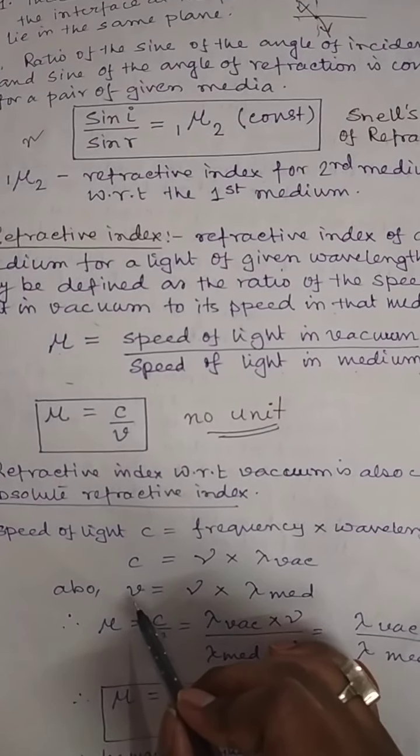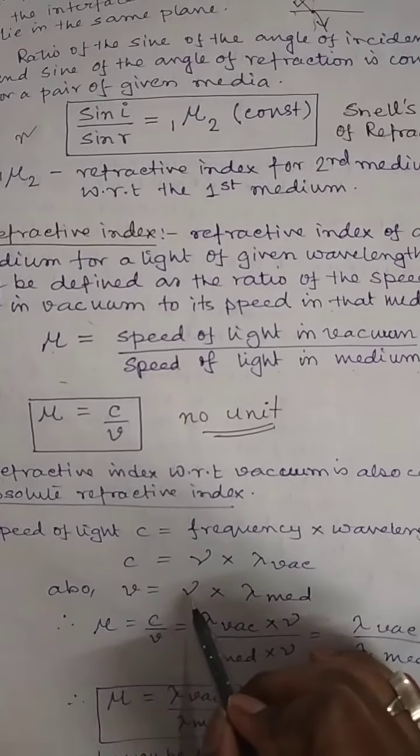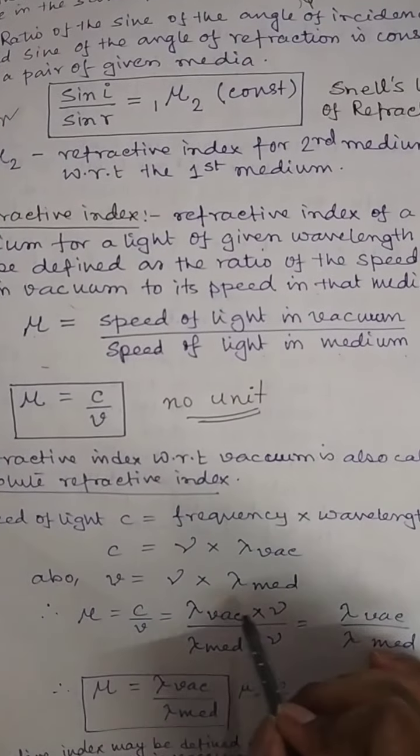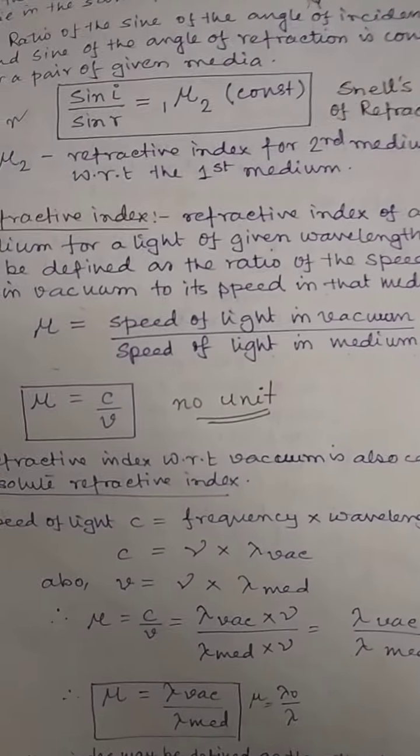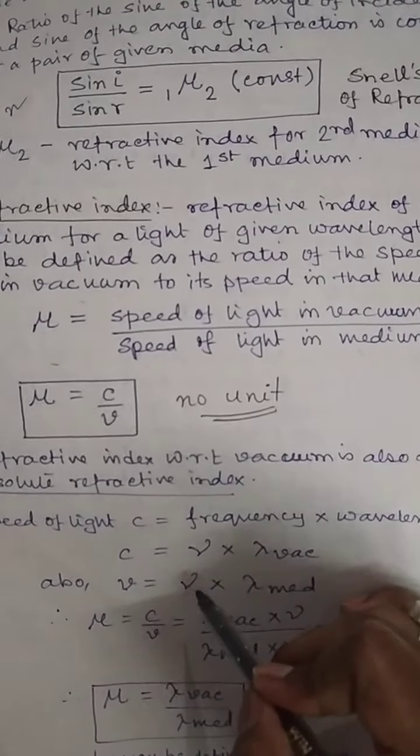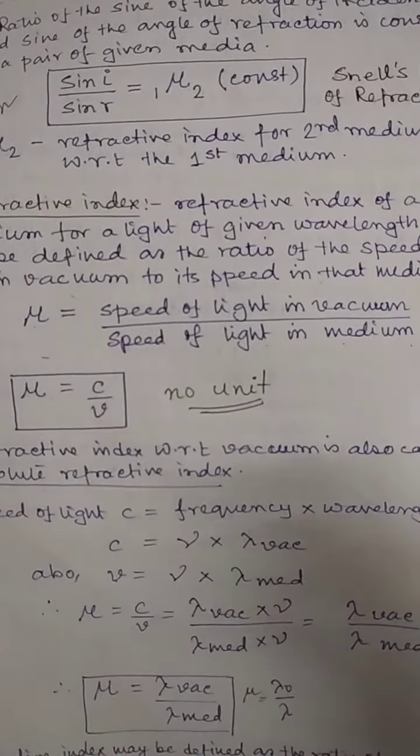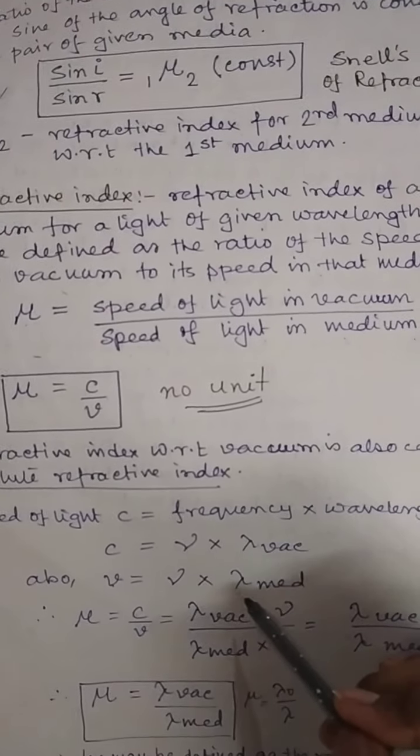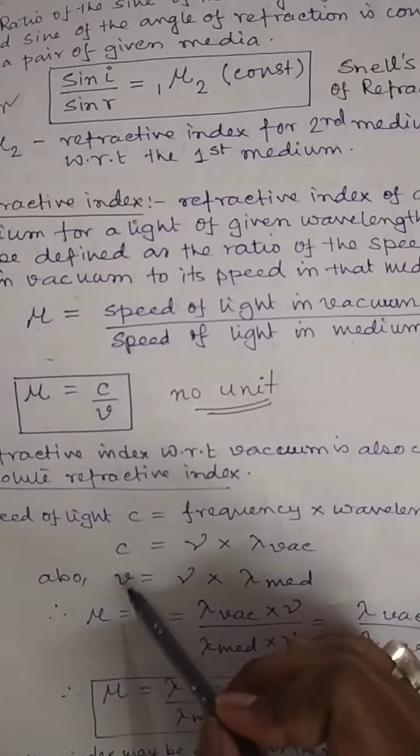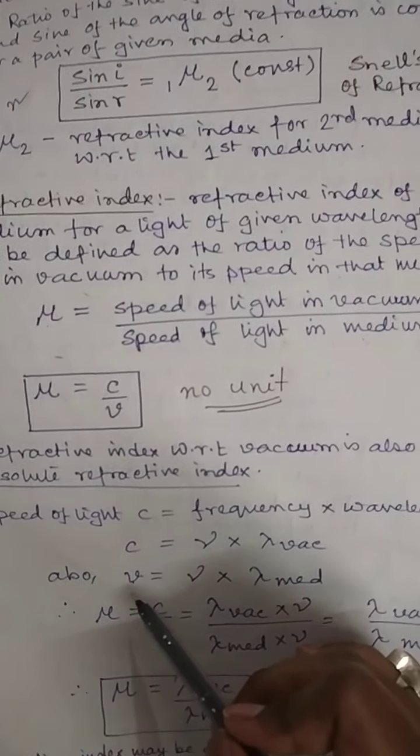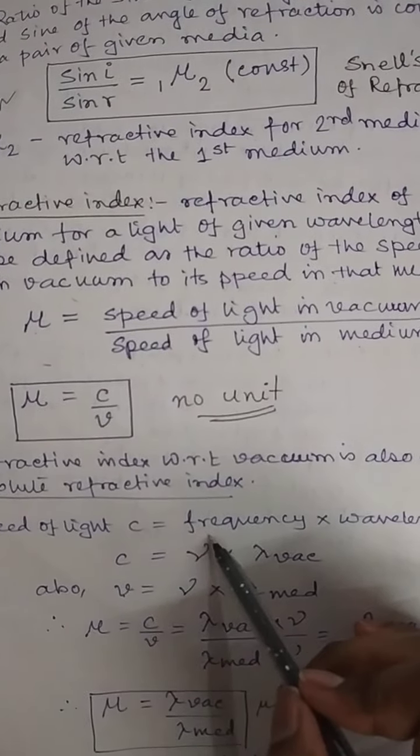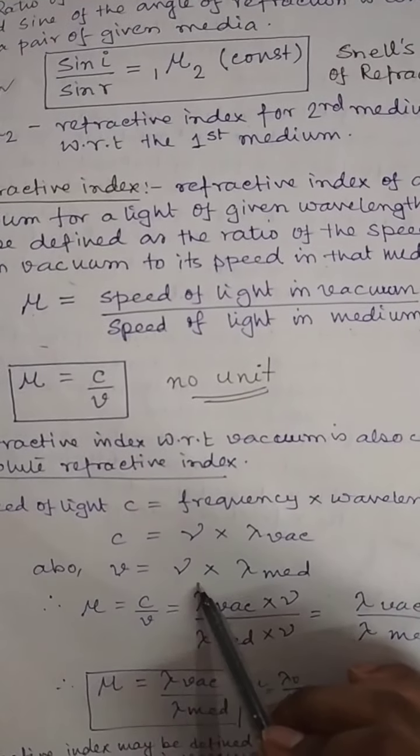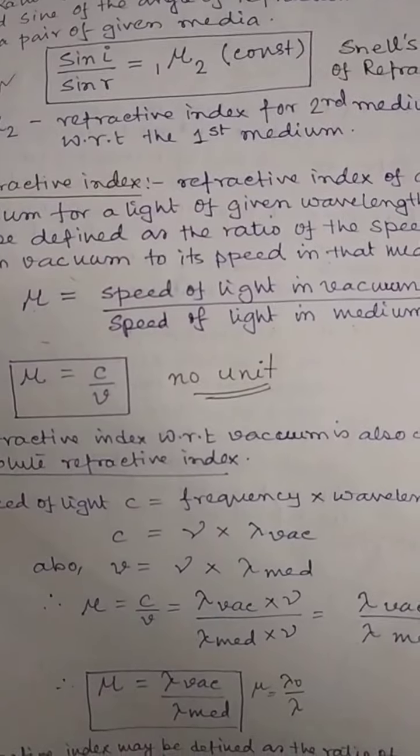Also the speed of light in any medium will be written as frequency into wavelength. Now the wavelength changes from medium to medium, but the frequency remains the same. So in different mediums the wavelength will change, and because of the change in wavelength of light, the speed of light also changes. One thing which always remains constant is the frequency of light. Okay, so v will be equal to nu into lambda of the medium.